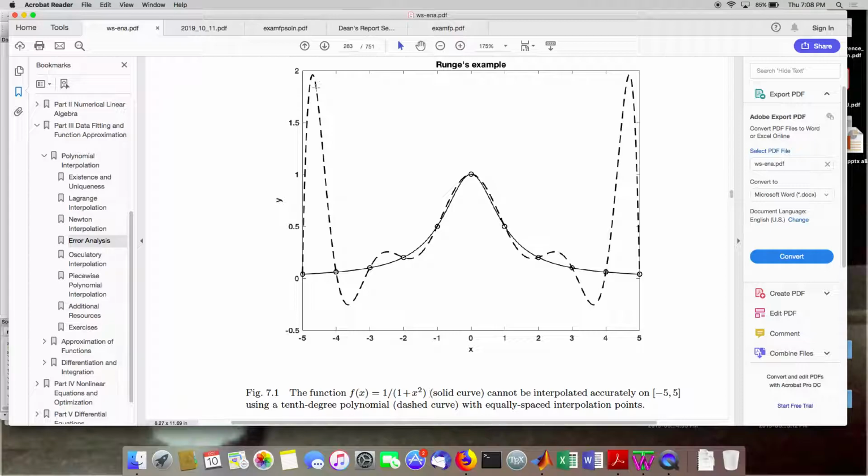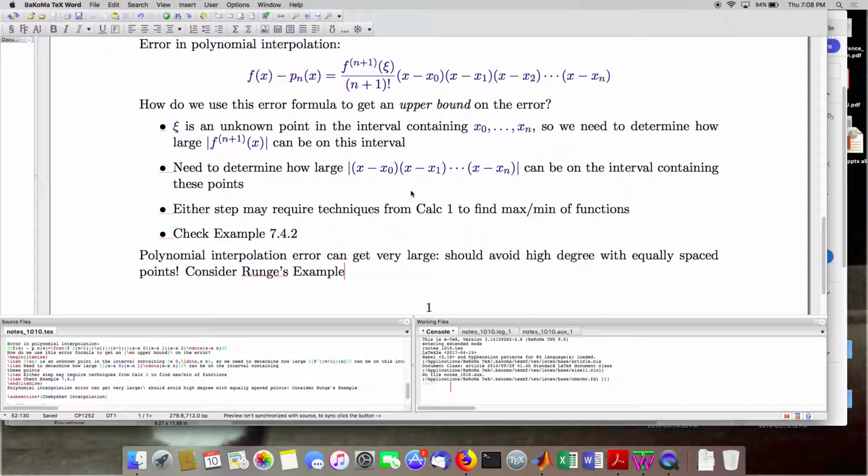Fortunately, there is something that can be done about it. You might think, equally spaced points are so convenient. If that's not going to work, what can you do instead?